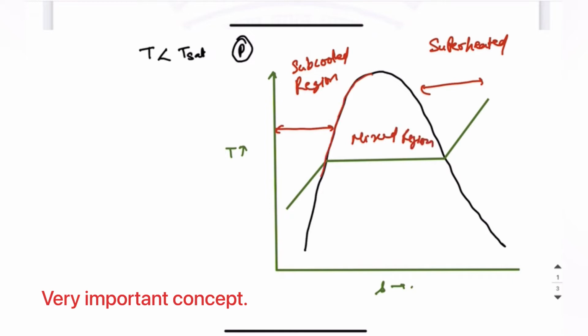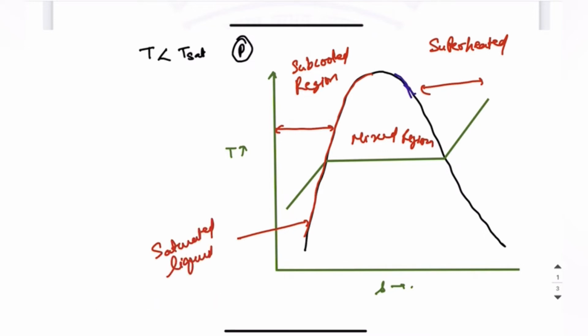This line is the saturated liquid line, and this line is the saturated vapor line, and the point where these two lines meet is the critical point. Now this is a constant pressure line, meaning the pressure will be P at all places. Now let us take the example of water.